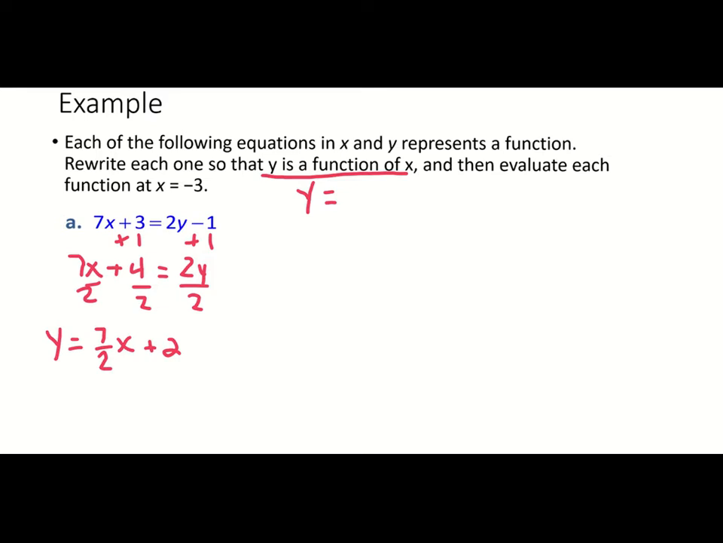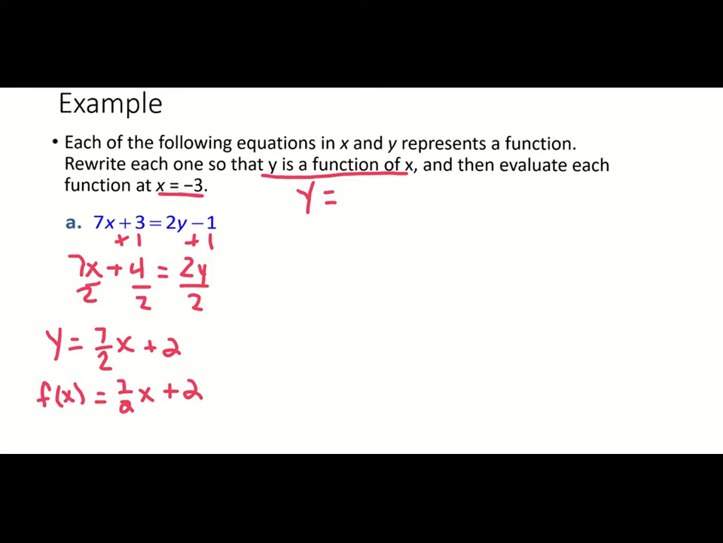Now, because we are writing it as a function, we've made it y equals, but to show that it's a function, we are going to add in our function notation, which is f of x, or f with the x in parentheses, equals 7/2 x plus 2. So we've written it as a function of x. Now we need to evaluate the function at x equals -3.